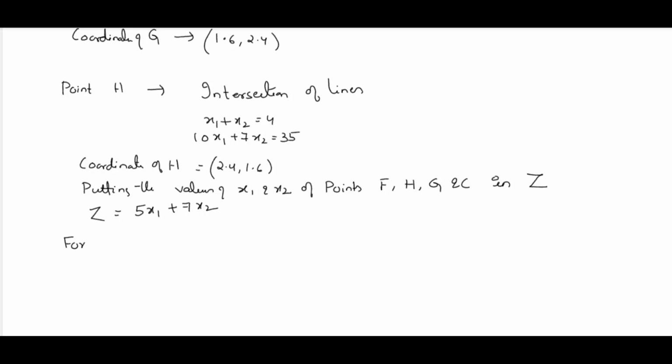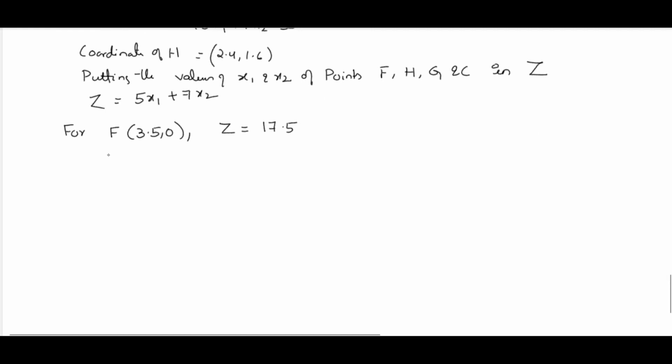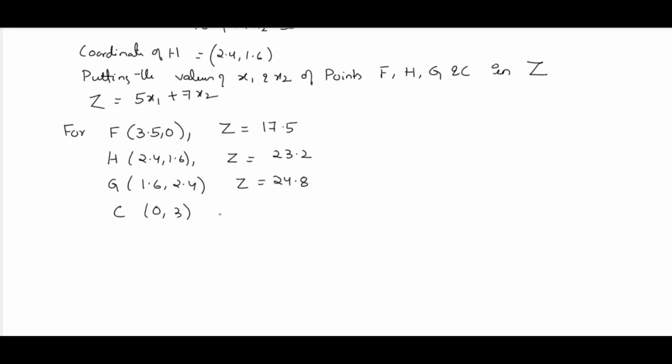For F, which is 3.5, 0, you will get z equal to 17.5. Similarly, for H, coordinates 2.4 and 1.6, you will get z equal to 23.2. For G, 1.6 and 2.4, z is equal to 24.8. For C, 0, 3, you will get z equal to 21. So it is very clear that for G, 1.6 and 2.4, the z value is maximum, 24.8. This is the problem of maximizing the profit.